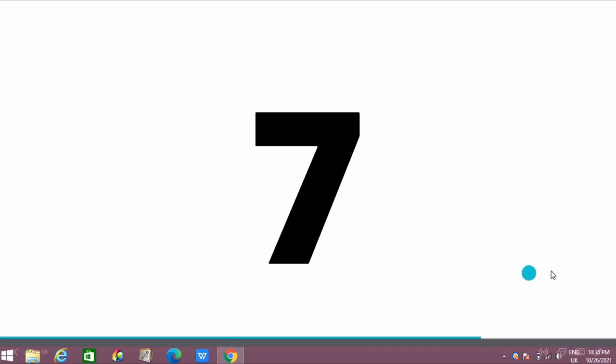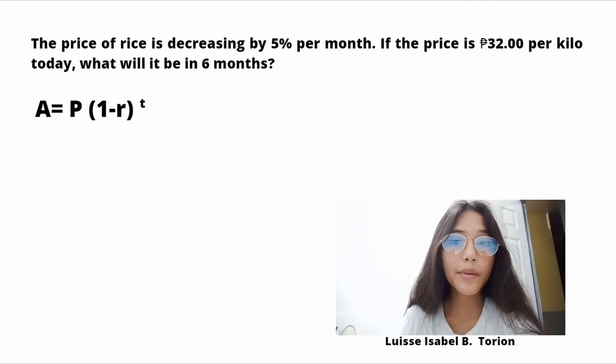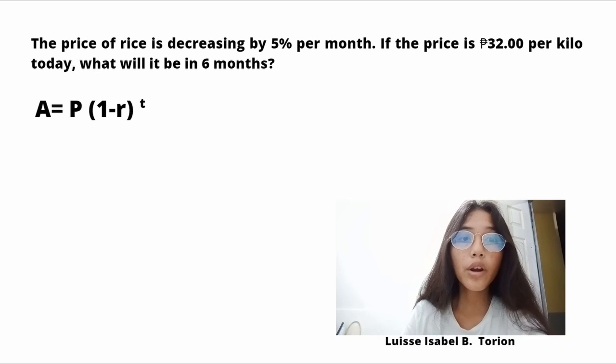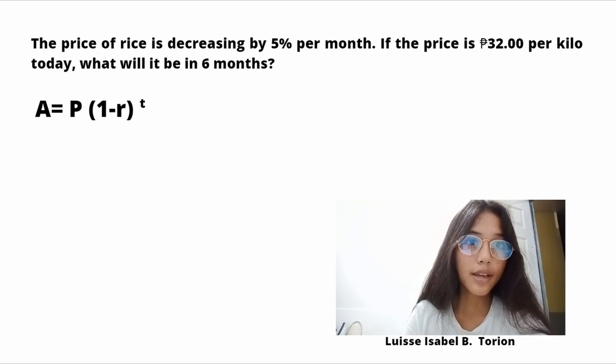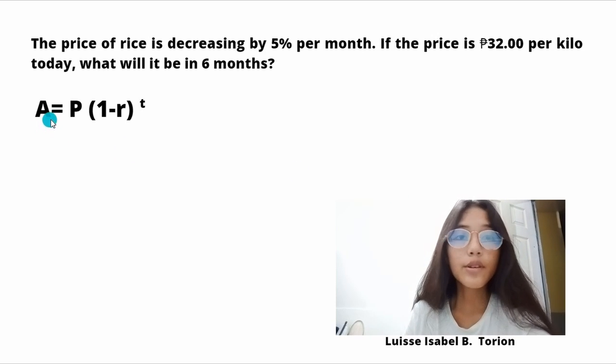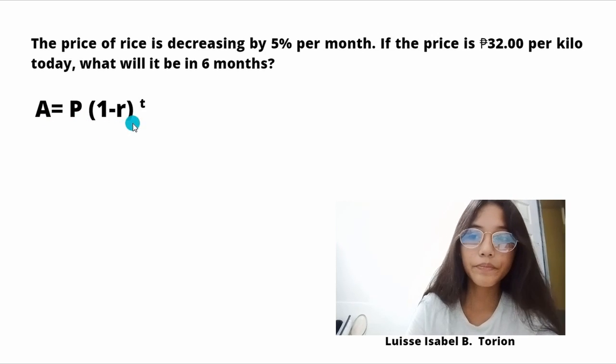In the 7th word problem, the price of rice is decreasing by 5% per month. If the price is 22 pesos per kilo today, what will it be in 6 months? So let's say that the key word in this word problem is the word decreasing, and we'll be using the exponential decay formula. So let's say A is the price of rice after 6 months, P as the price of rice today, quantity 1 minus R, R as rate, to the power of T as time.